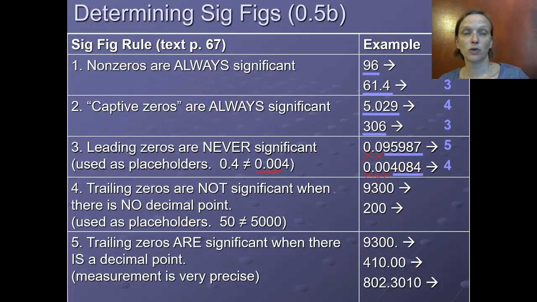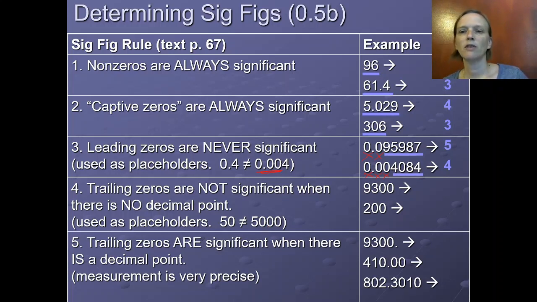Trailing zeros, this is rule number 4: trailing zeros are not significant when there is no decimal point. Again, these are zeros that are used as placeholders. If you've got either $50 or $5,000, there's a difference there. Those zeros are important as placeholders, but they are not significant.